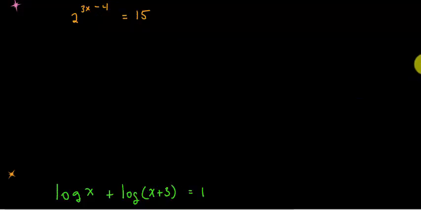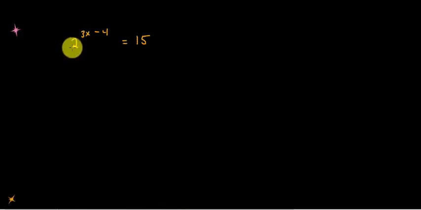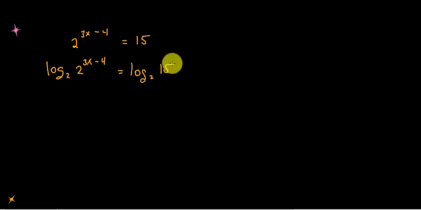So one of the things I can do is I can say, well, look, here this is a 2 to the power of something. So why don't I take log base 2 of both sides of this equation? Okay, so if I say log base 2 of 2 to the power of 3x minus 4 is equal to log base 2 of 15. Well, look, this is just 2 to the power of this, and I'm saying log base 2 of 2 to some power. Well, that's just got to be the power, right? So then this would give me 3x minus 4 is equal to log base 2 of 15.